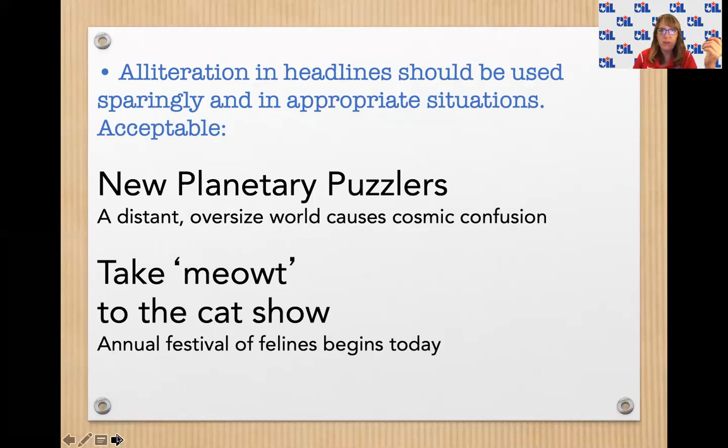These work just fine. "New planetary puzzlers causes cosmic confusion." "Take me out to the cat show." "Annual festival of felines begins today." Festival of felines. It's hard to say.